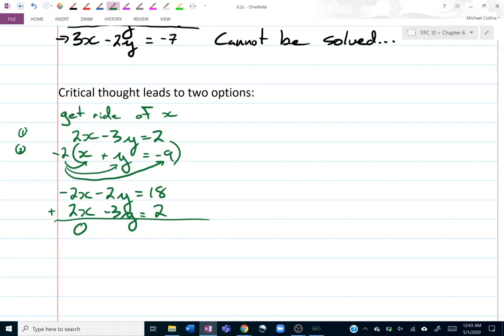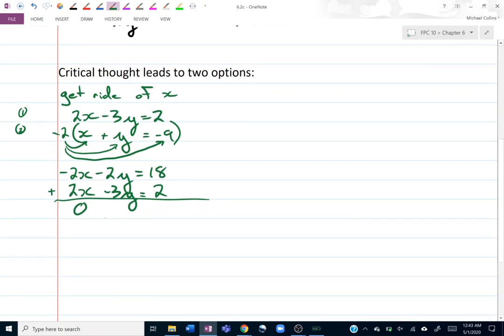My negative 2y minus 3y is a negative 5y, and that's going to be equal to 18 plus 2, which is 20. I end up with negative 5y equals 20, dividing both sides by negative 5. I'm super crowded, so I'm going to move down. My y is equal to negative 4.